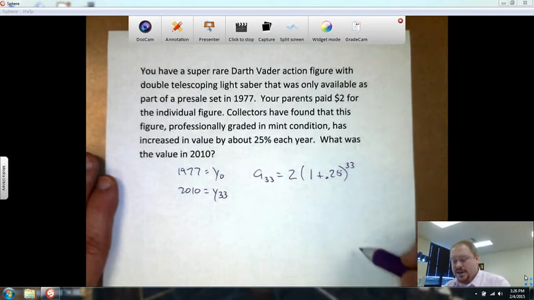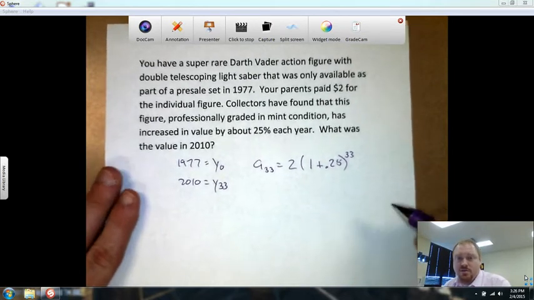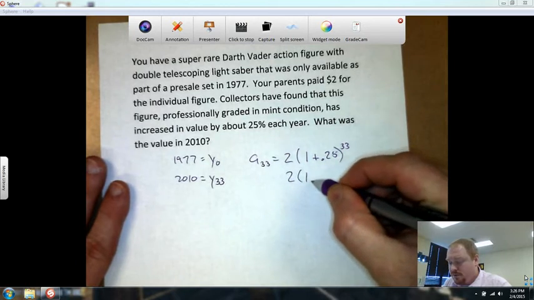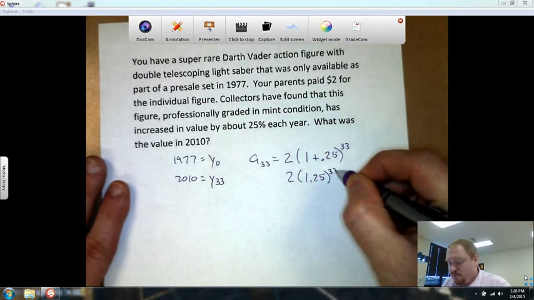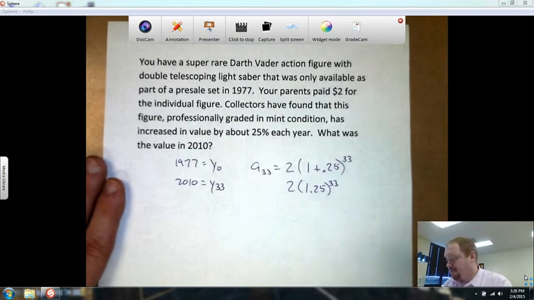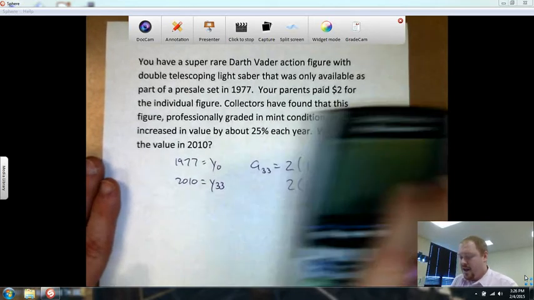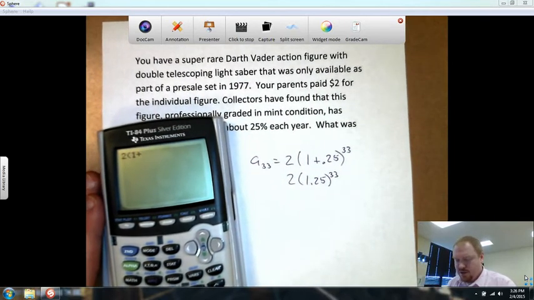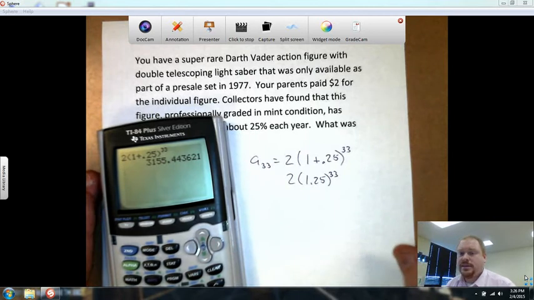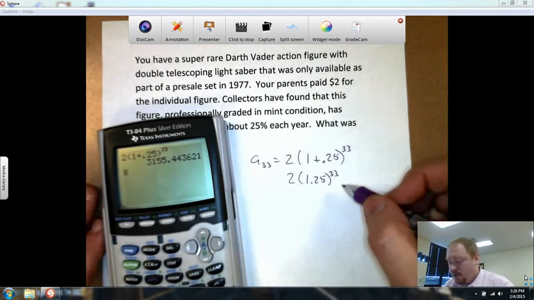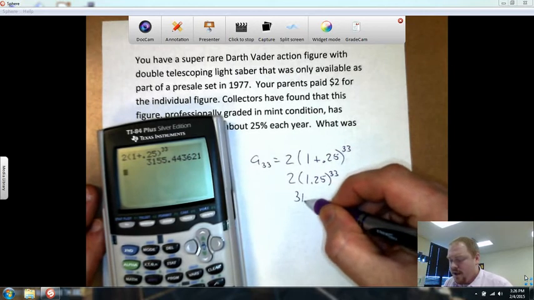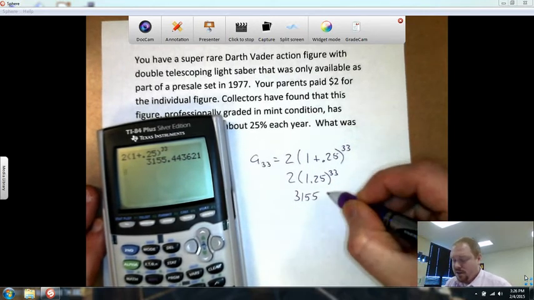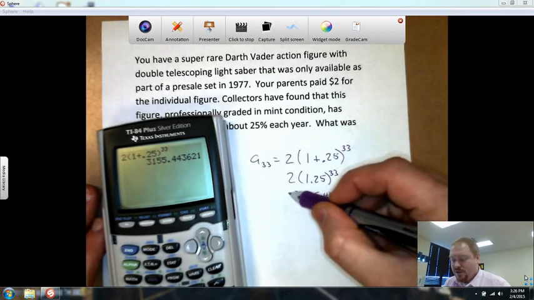Now, I'm just going to type this into my calculator. You are welcome to rewrite this; it matters not to me. So, I get out my handy-dandy calculator again: 2 parentheses 1 plus 0.25 to the 33rd power. And it says that action figure in 2010 was worth $3,155.44.